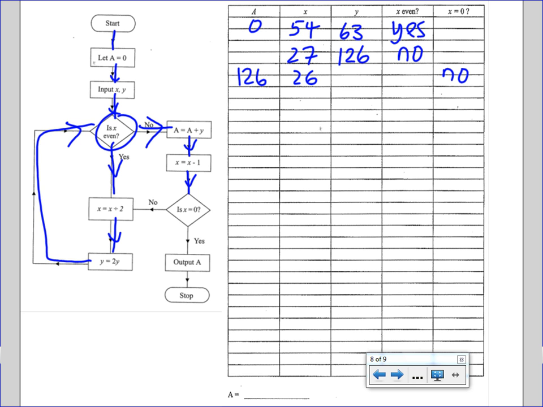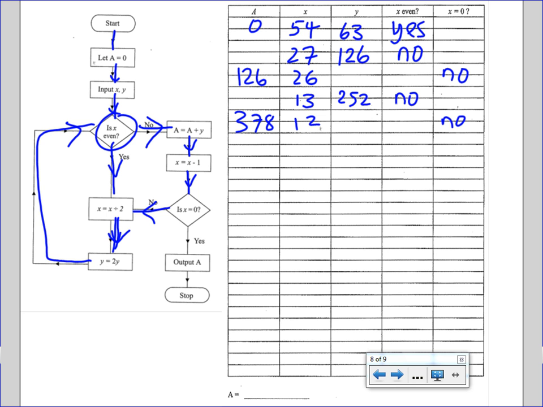Okay? So we're back here. X gets divided by 2, 13, and then Y gets doubled, so that's 252, and then we get, is X even? X is not even, no. So then we have to do A add Y, so that now becomes 378, and we just keep following it round. So we should have a 12 here, and then no. And then this goes down to 6.